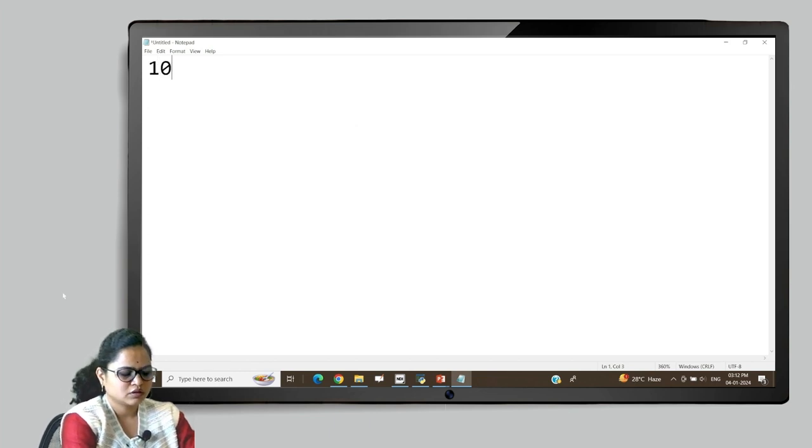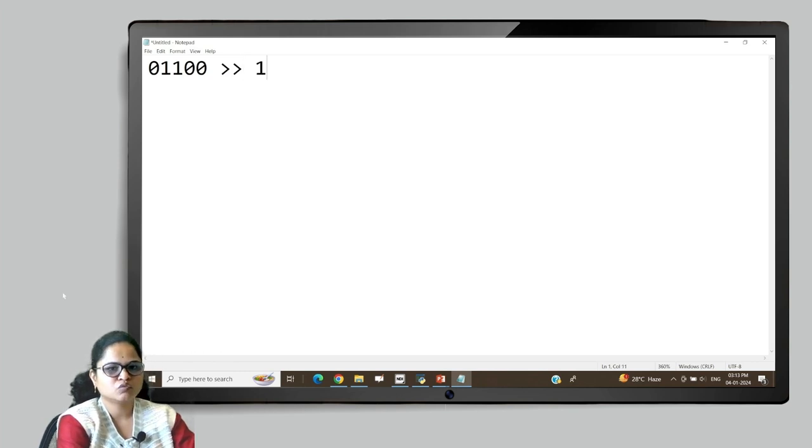So our number is 12, represented as 01100. Now we want to perform a right shift, shifting this number only one digit to the right. How do these values get shifted? It will remove the last digit from your number, whether it is 0 or 1, and it will add 0 at the beginning.